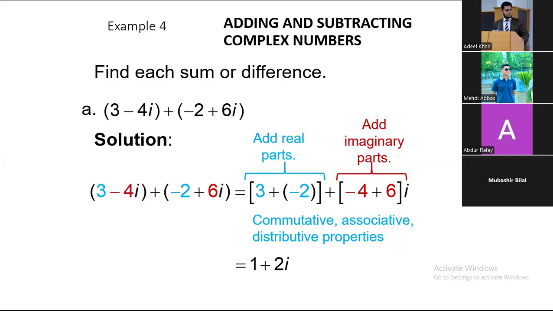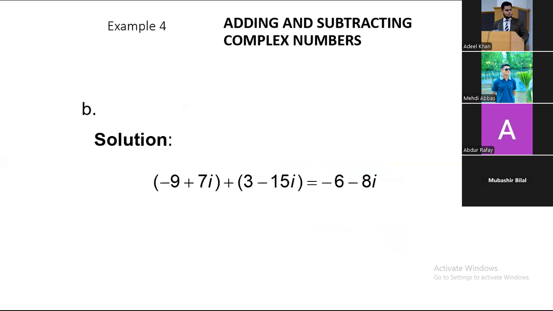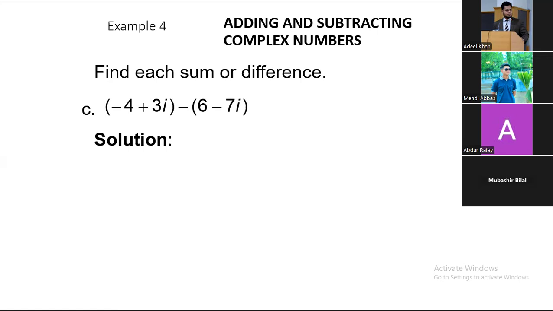For example 4a, we get the solution 1 plus 2 iota. Coming towards the next example, if we add both the two complex numbers minus 9 plus 7 iota plus 3 minus 15 iota, then minus 9 plus 3 would be minus 6 and 7 minus 15 would be minus 8 iota. This is the simplification of the complex number and we find the answer. So this is how we can find the value of a complex number.